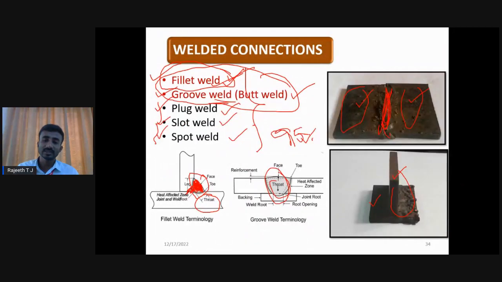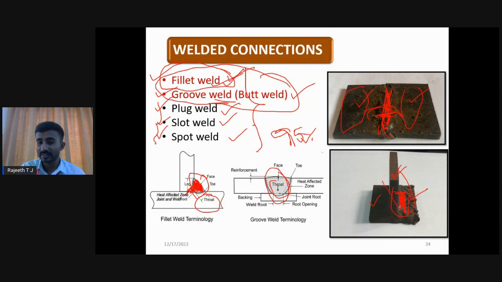If you go for this example, here I have placed it exactly at 90 degrees. What is the angle between the two fusion faces? This is plate one. This is one more plate. So here the angle between these two plates will be what? 90 degrees. Whereas here, 180 degrees. So this is exclusively for fillet weld I am talking about.